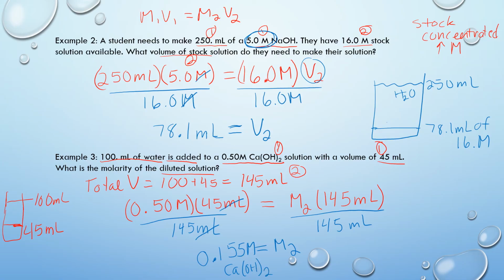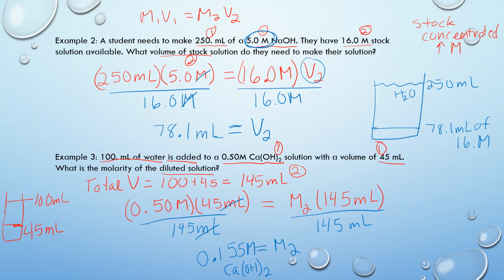You can always add your chemical to your answer as well. So what is that saying? Okay, well we have 45 milliliters of our 0.5 molar solution. We add 100 milliliters of water to it. Our new molarity should be less because we're diluting it, and it's 0.155. So that is less than 0.5.